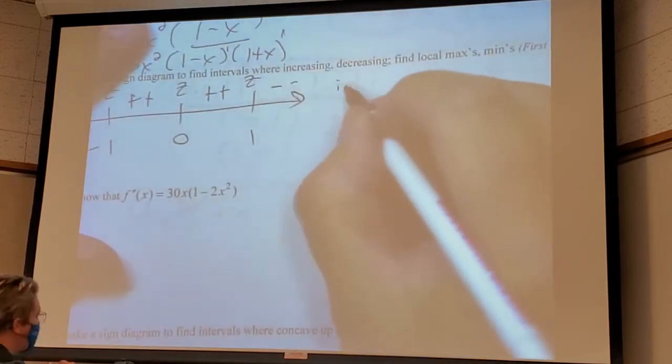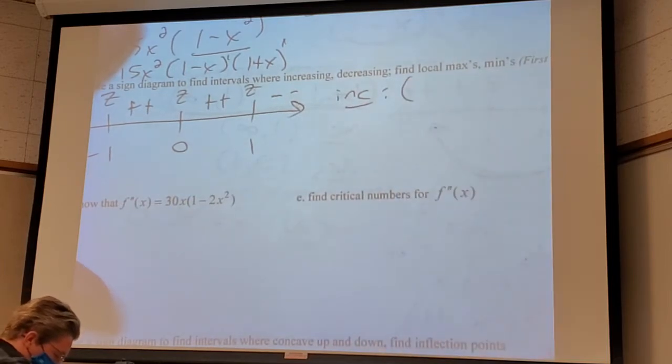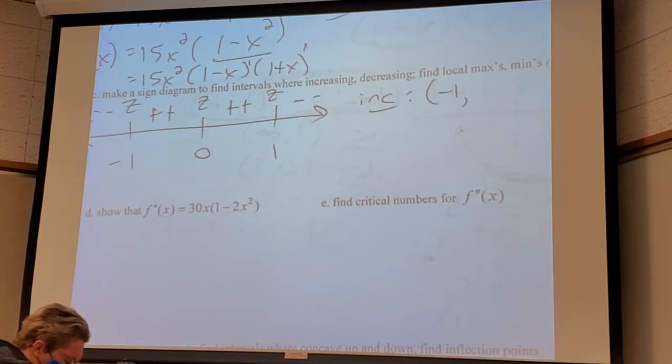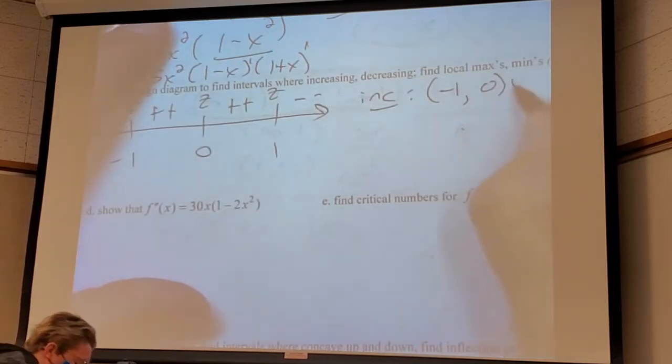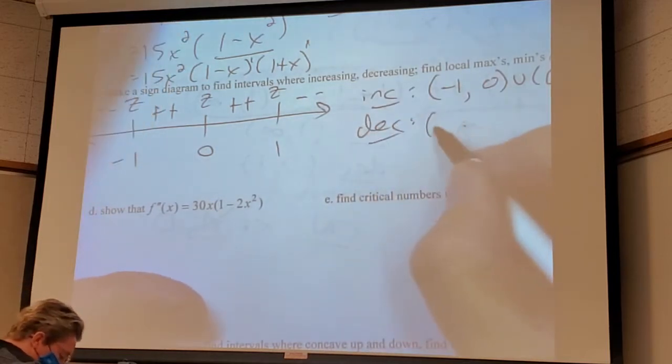So where is it increasing? What intervals? Negative 1, 1. Be careful. You can't just say negative 1 to 1 because what's it doing at 0? Oh, it's flat at 0. So you got to break it up. Negative 1 to 0, 0 to 1. And of course, decreasing everywhere I haven't said yet.